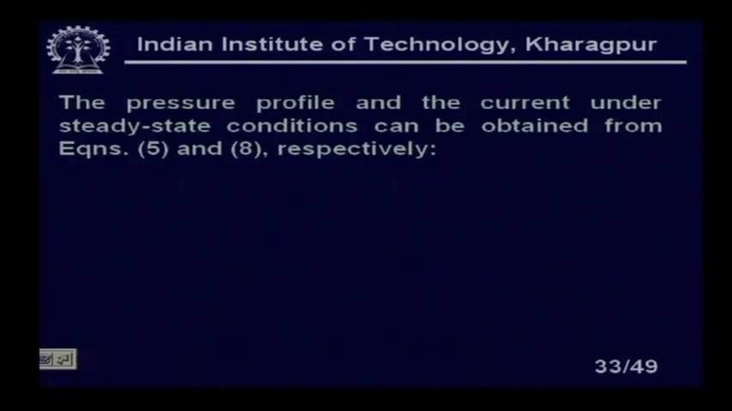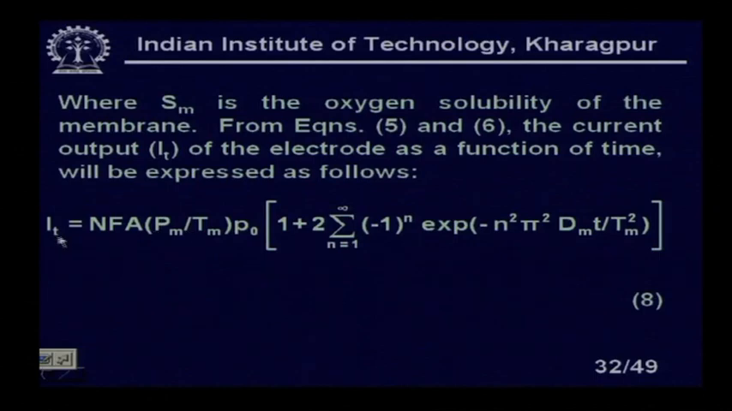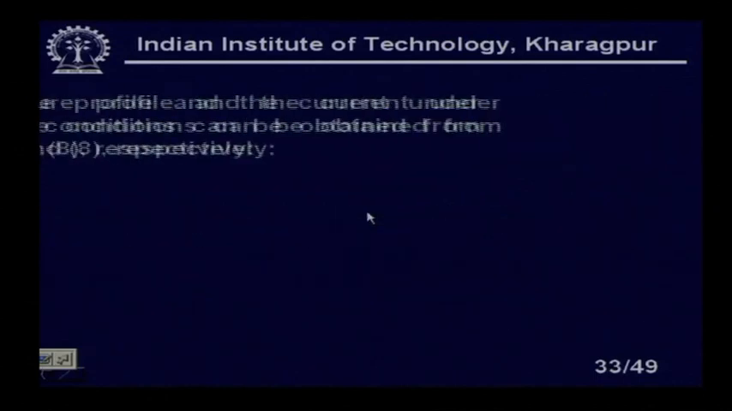The pressure profile and the current under steady state condition can be obtained. What will happen in the steady state condition? This term will go to 0, because it is a negative exponential power. As the time grows, the exponent will be larger and larger, because it is 1 upon this, so it is converging to 0, right? So only these portions will remain, that is the steady state current output, clear?